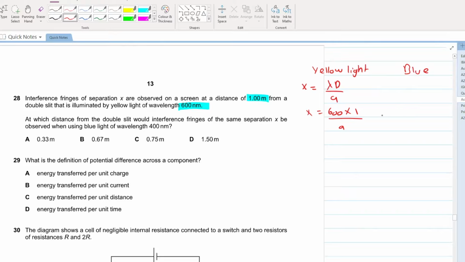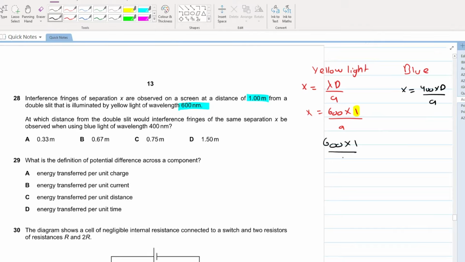For blue light, you have to tell at what distance of d will the same fringe separation be observed. So you will say x is equal to lambda, which is 400, into d divided by a. Let's equate both of them.